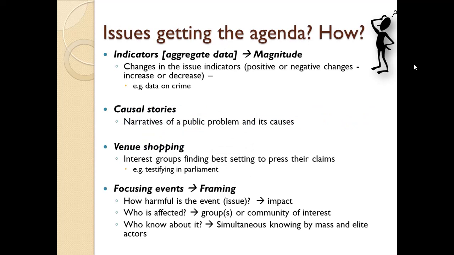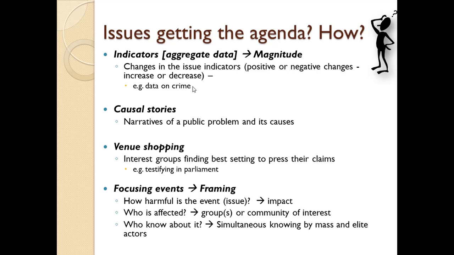Issues get to the agenda, then how do they do so? It depends on the indicators or the magnitude of the problem. The changes in the issues or indicators, whether positive or negative, would lead to increased attention by the responsible actors. For instance, data on crime could show that crime is becoming a big problem, and therefore requires government attention to work on it.